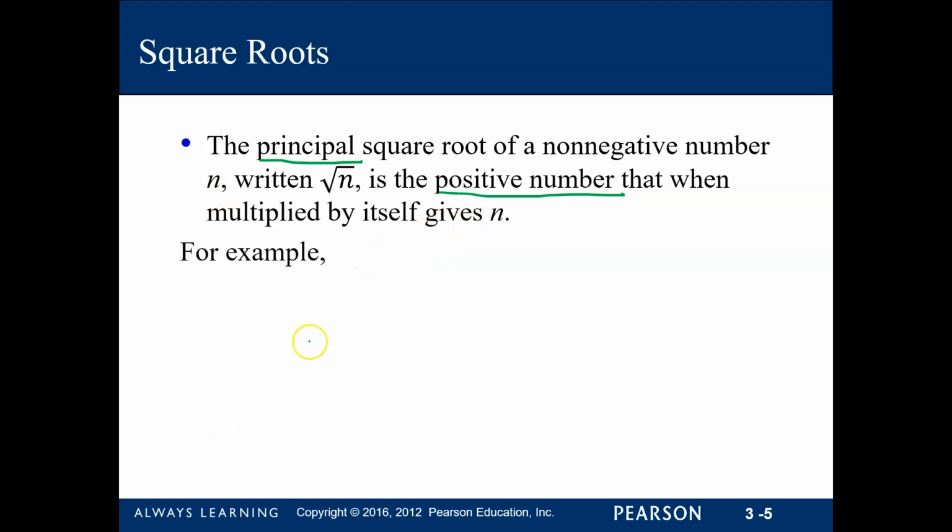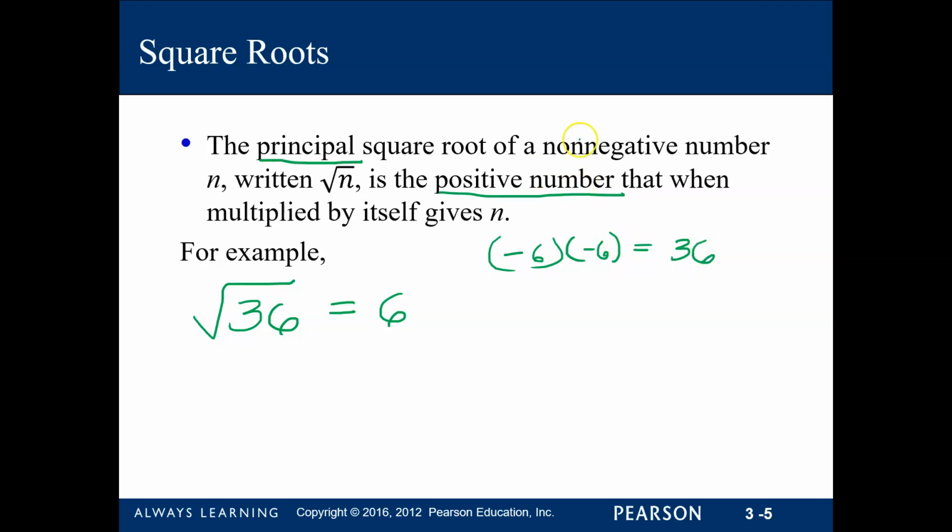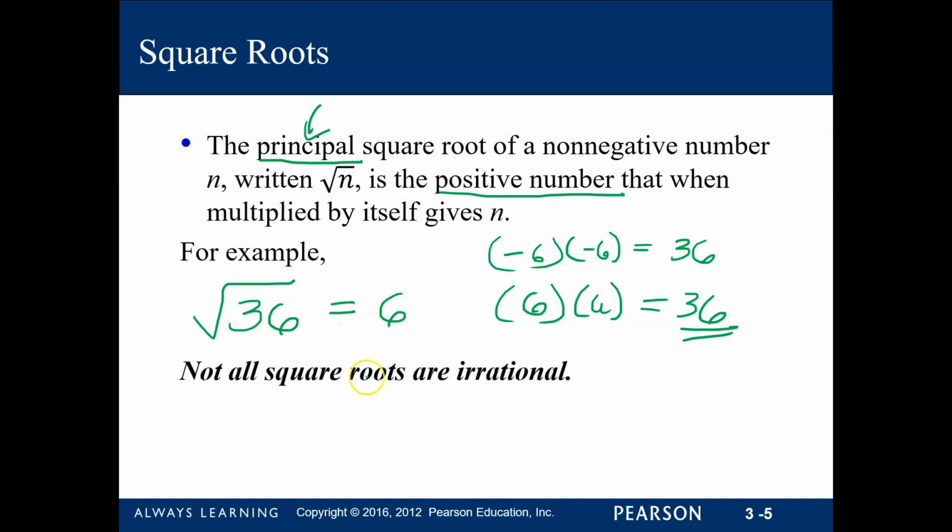For example, if I ask what is the principal square root of 36, the answer would be 6. Even though we know that negative 6 times negative 6 is also going to give us 36, because we're talking about the principal square root, we are just going to consider the positive number, which is 6. So the principal square root of 36 is going to be 6.